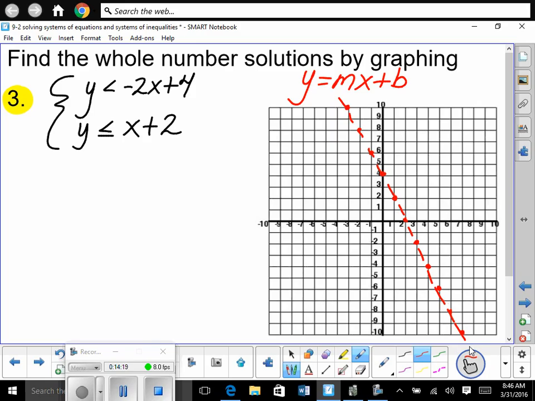I'm going to, in a different color, draw in this line. It's y equals mx plus b. So this is an equal sign right now. Just treat it like an equal sign, graph the line. We have a y-intercept of 2. Then we have a slope of positive 1. So up 1 over 1.